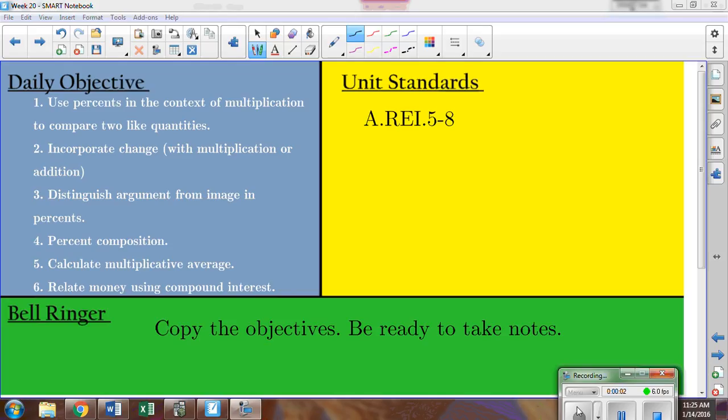In this video, we are going to finish up our discussion on section 4.4, percents and compounding. In particular, this video addresses the last two of our objectives for the lesson, calculating the multiplicative average, and we'll also look at money and compound interest.